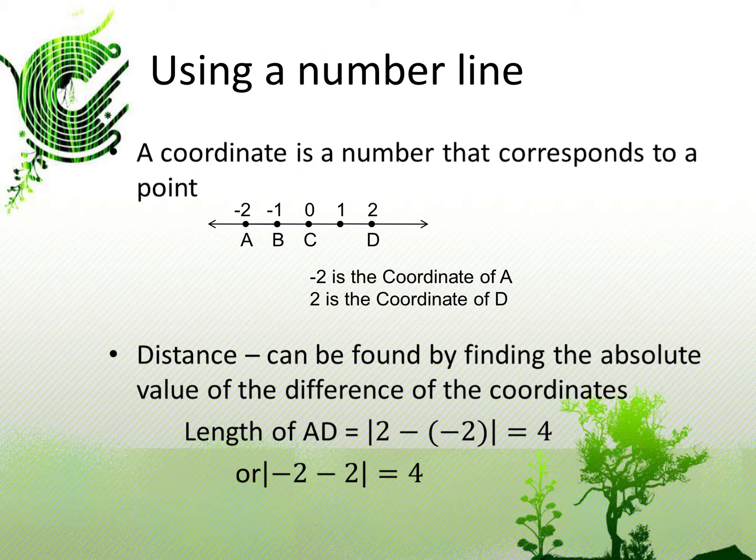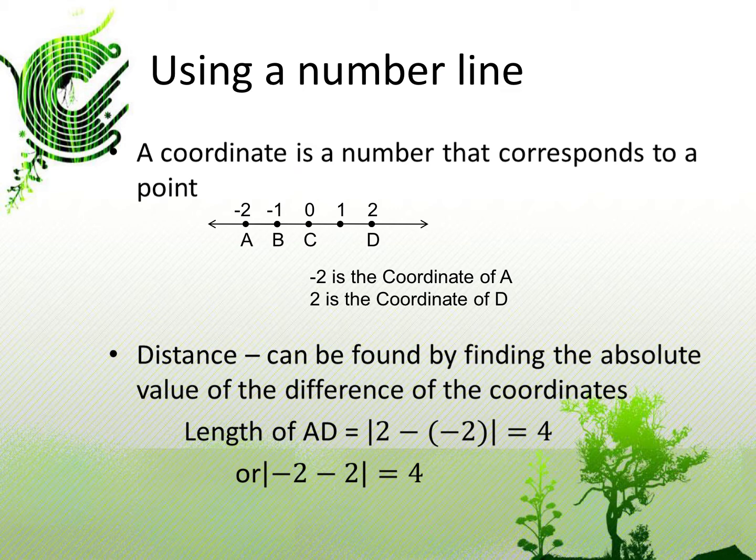And a coordinate is a number that corresponds to a point. So on my number line here, the number -2 is the coordinate of A, or the number 2 would be the coordinate of D. So a coordinate is the number that's going to correspond to a letter or to a point. Now, we're going to be finding the distance between two coordinates on our number line.